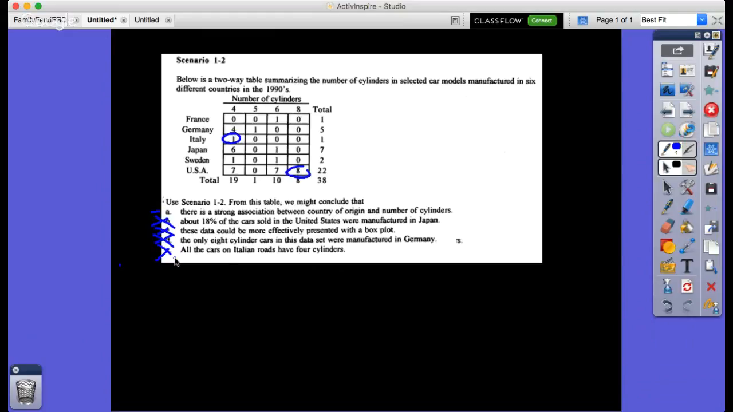By process of elimination, we would say A is true. Again, I can't say cause and effect here. But what we can say is there may be a strong association between the country that I have and the number of cylinders. As I look at this, I would even say a number of cylinders manufactured, but I know I'm being picky. As we look at that, there are some trends that we see here that we'll take into account. So there is a strong association that's there on that. Okay? Questions on that one?